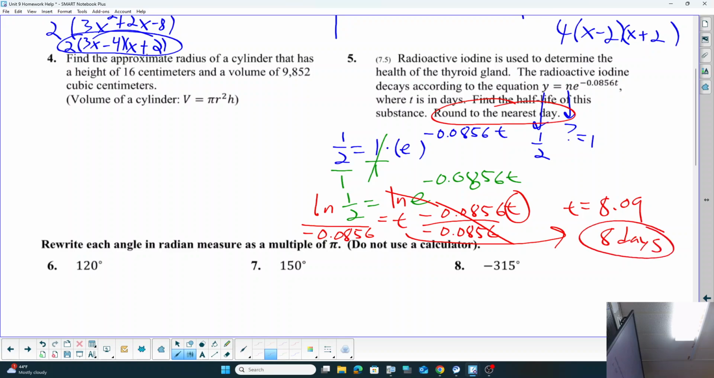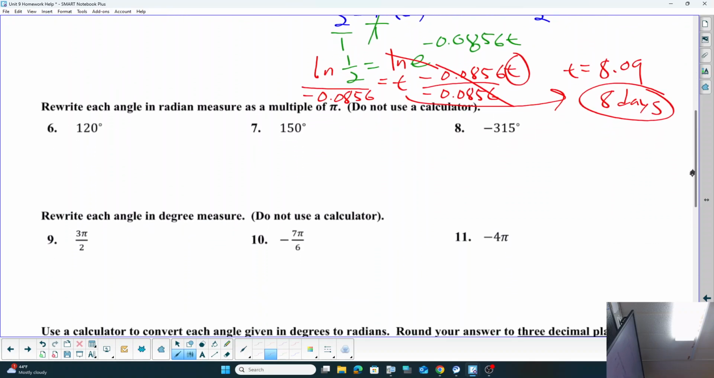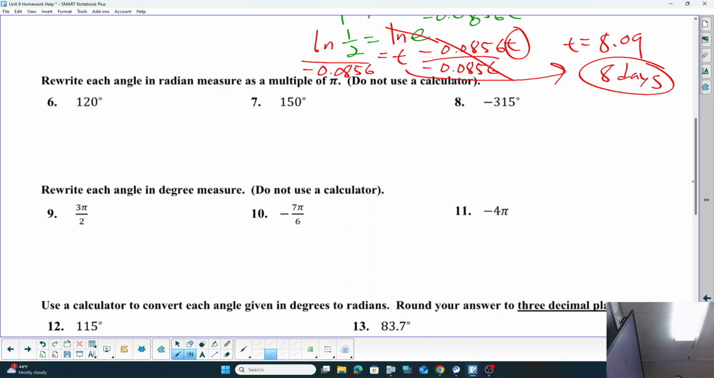Cool. Okay, rewrite each angle in radian measure. So that's saying change degrees to radians.